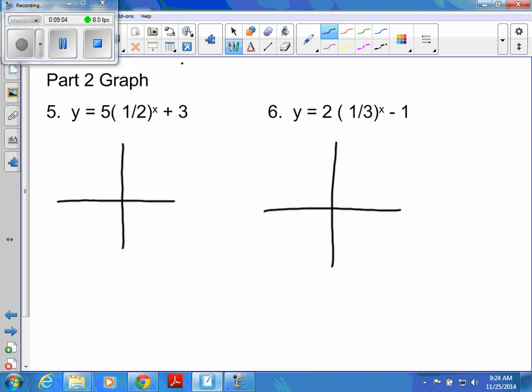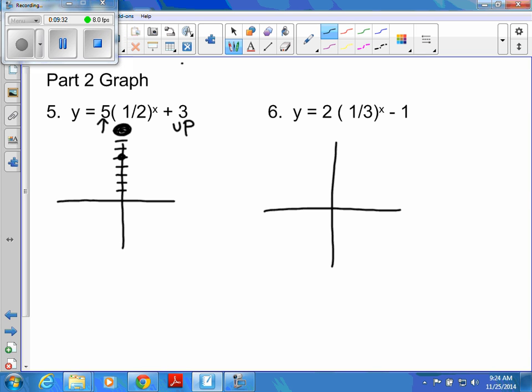The first one has a 5 parentheses 1/2 x plus 3. My initial value is 5, so I'm going to go up 5. That's my initial value right here, is at 5. It's not going to stay there though, because I'm going to move it up 3. I'm not going to shift it anywhere, I'm just going to move it up 3. There's no number after the x, so I'm just going to go up another 3. That's my real dot now.